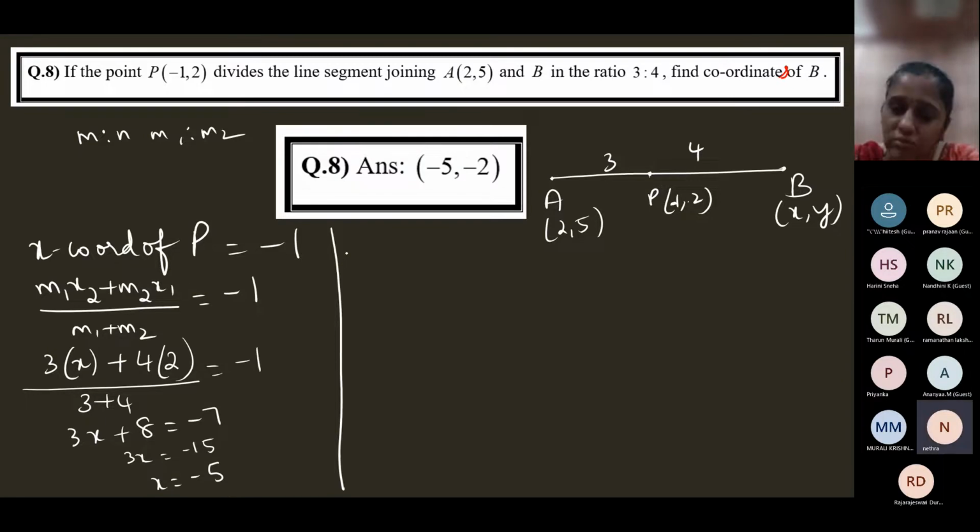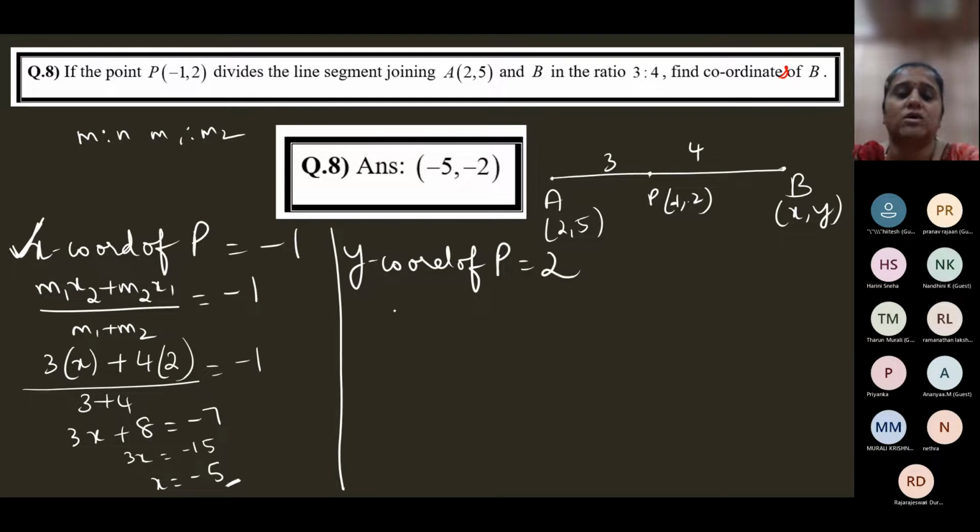No, no, y. How did we find x? So what should be my first line here? I couldn't get you. See, how did we start? This is how we started to find x. Now, in the same way, tell me y coordinate. Y coordinate of P is 2. Now, how will you find the y coordinate of P?